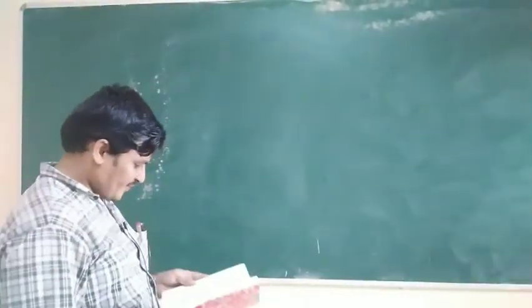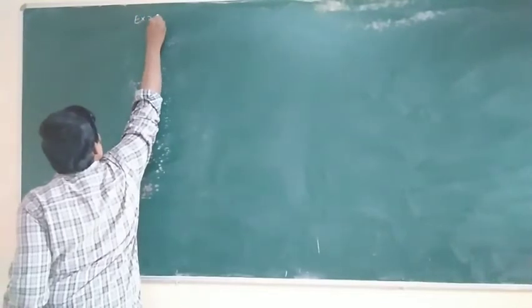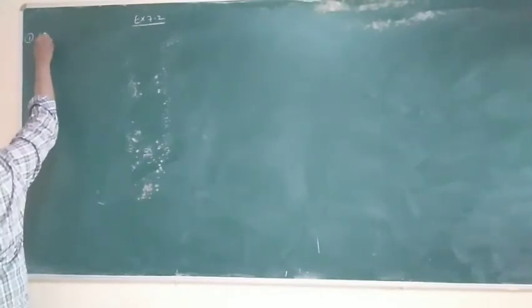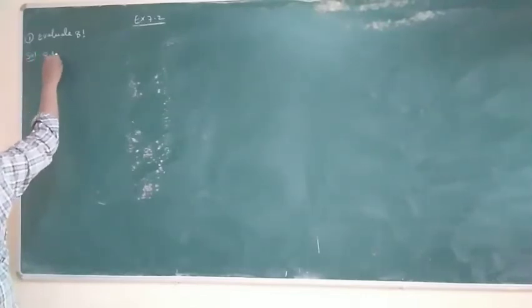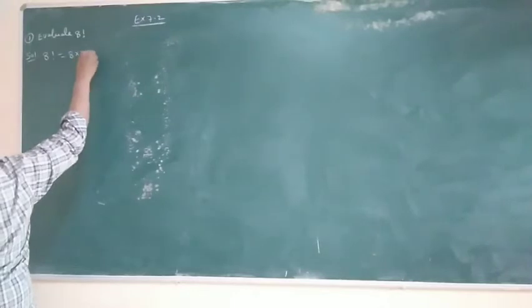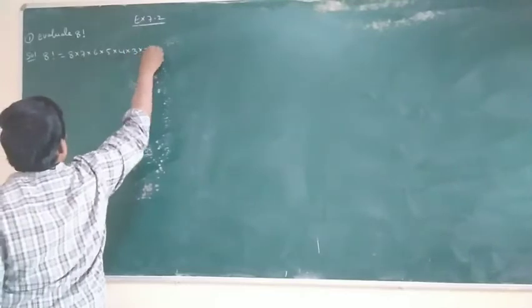Now we are going to exercise 7.2. First problem. Evaluate 8 factorial. Solution: 8 factorial is equal to 8 into 7 into 6 into 5 into 4 into 3 into 2 into 1.